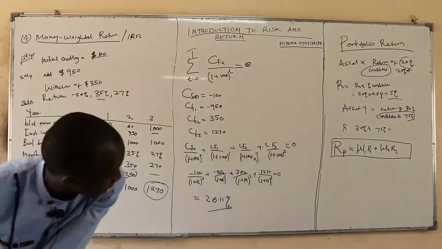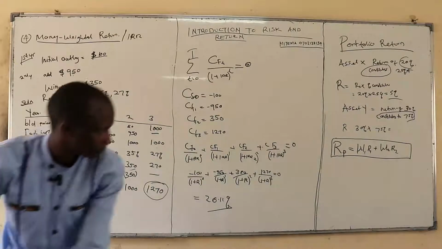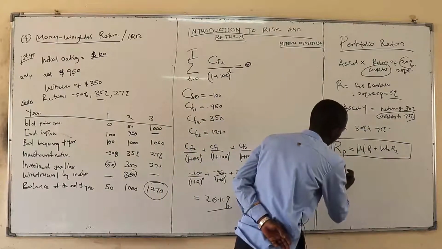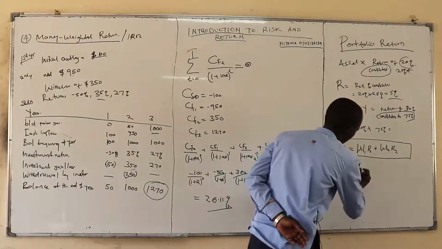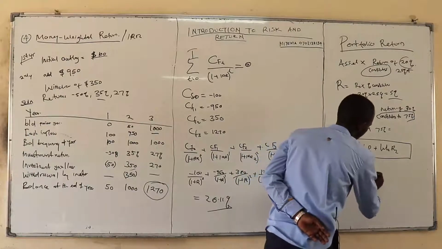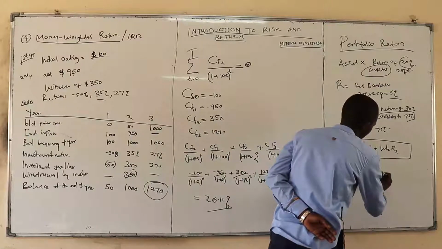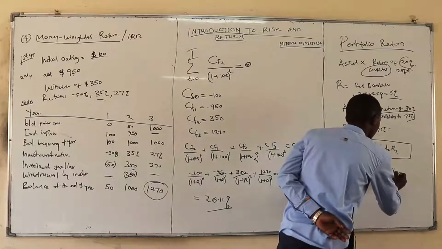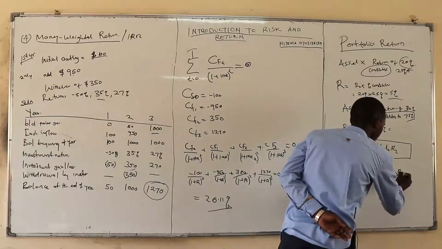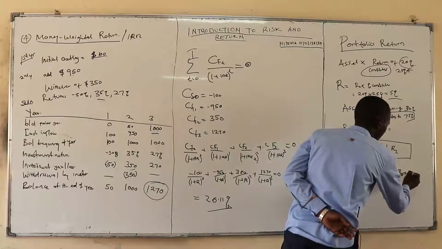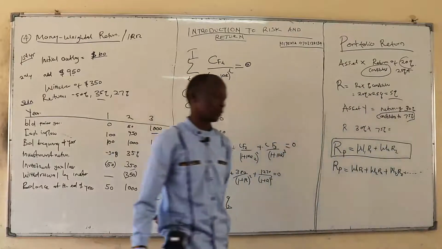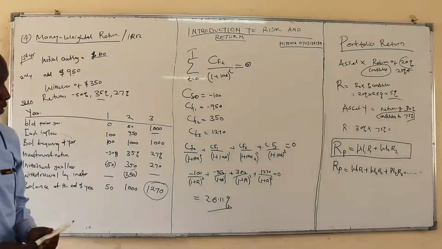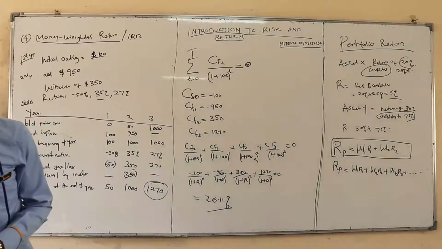If it's three assets, then you could add plus: first weight times first return, you add the second weight times the second return, plus the third weight multiplied with the third return, and you continue that way in case there are more than two assets in that portfolio.